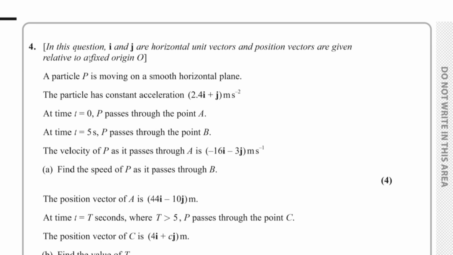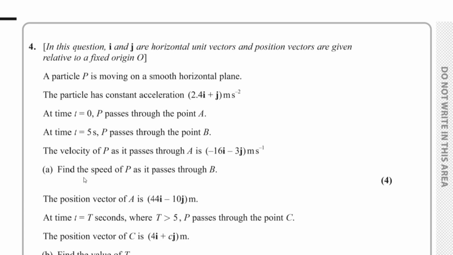Question 4. In this question, i and j are horizontal unit vectors, and position vectors are given relative to a fixed origin O. A particle P is moving on a smooth horizontal plane. The particle has constant acceleration 2.4i plus j meters per second squared. At time t equals 0, P passes through the point A. At time t equals 5 seconds, P passes through the point B. The velocity of P as it passes through A is negative 16i subtract 3j meters per second.